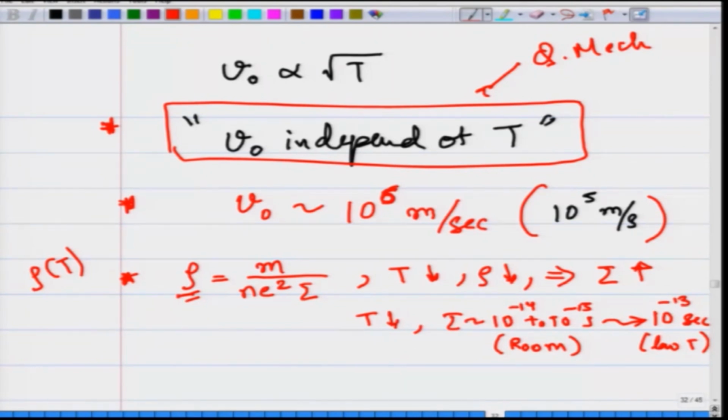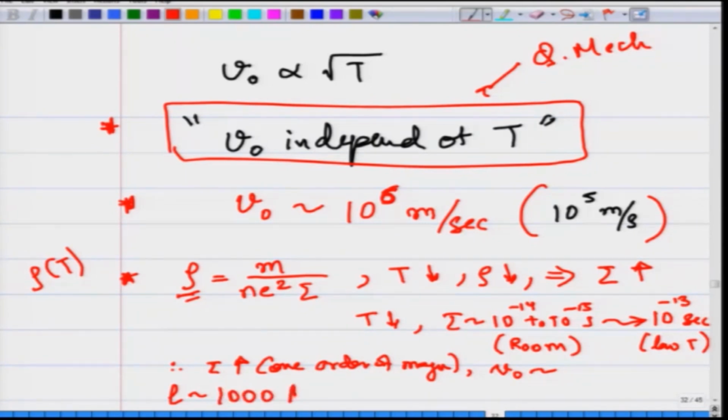Therefore, tau has increased by 1 order of magnitude compared to Drude's model calculation, as well as the velocity of the electron has increased by 1 order of magnitude. So, if you calculate the mean free path now, instead of 1 to 10 angstroms which was obtained in Drude's model, it can increase to almost 1000 angstroms, 100 to 1000 angstroms.